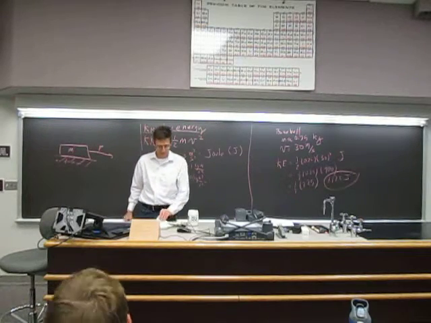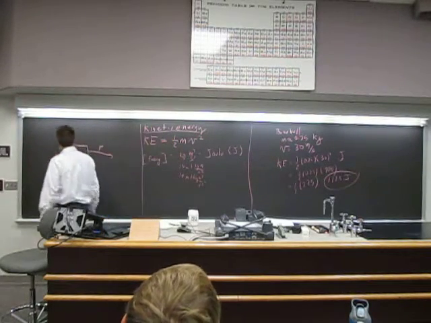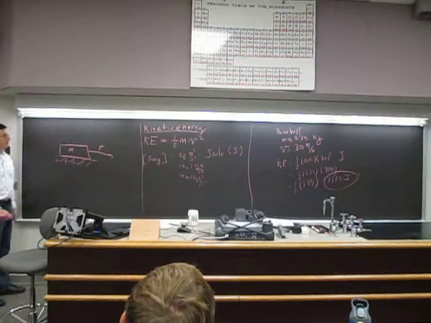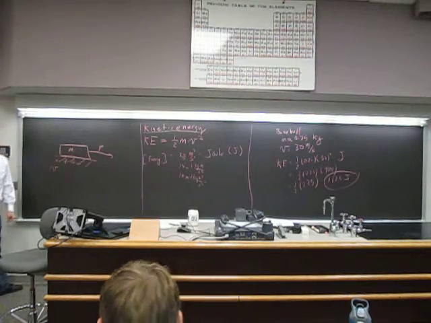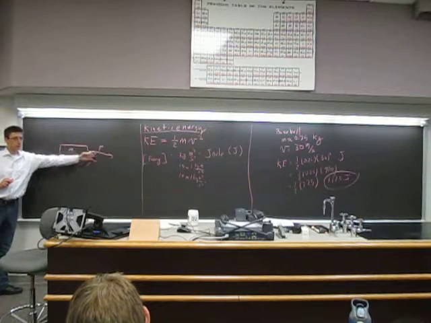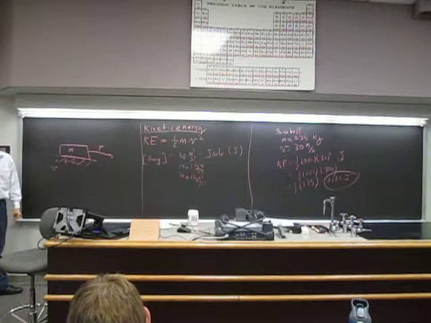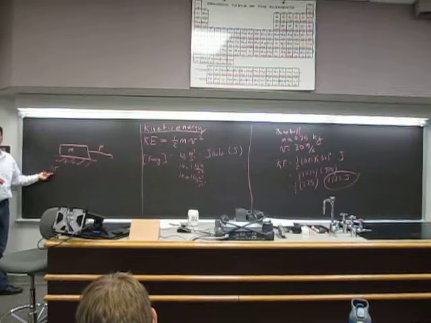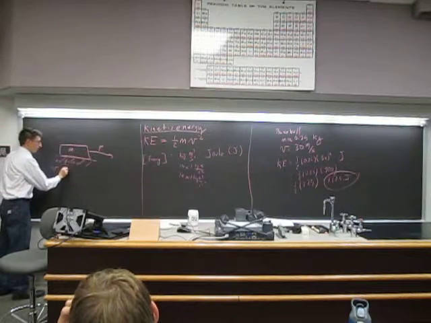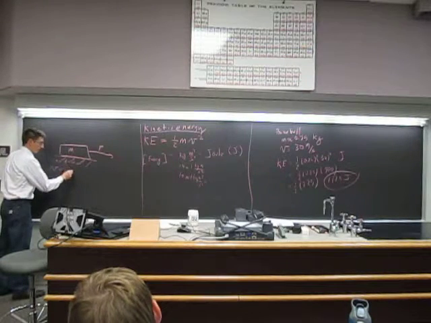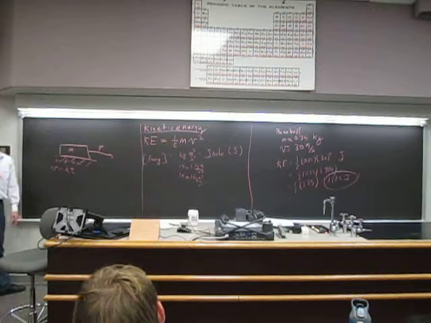So to start out, we know that if this starts at rest, and we're only talking about motion in the x direction, then the velocity in the x direction would be equal to the acceleration times the time that it's accelerating for, right?